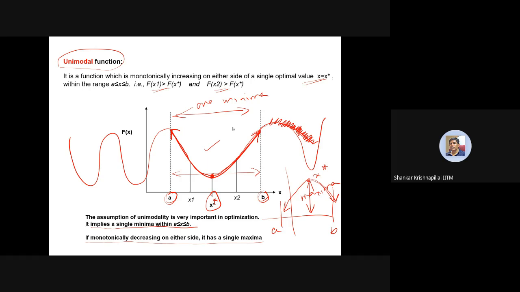So what is the importance of unimodal functions? Many optimization algorithms say that they will deal only with unimodal functions. That means they can find only one minima within the search range. If there are multiple minimas like this, the optimization algorithm will fail. It may either find this one or this one. So when an optimization algorithm, like in the MATLAB toolbox, says in the description that it will work only for unimodal functions, it means that it assumes there is only one minima within the search range.